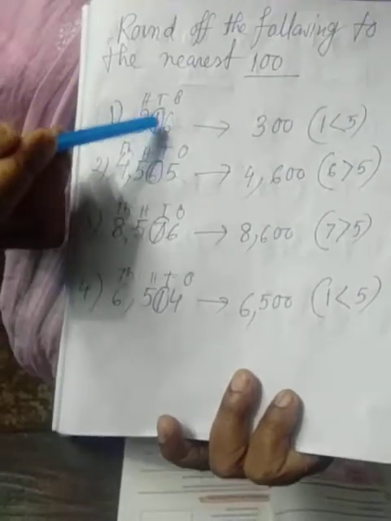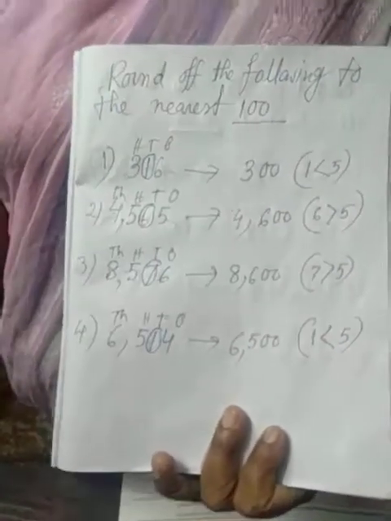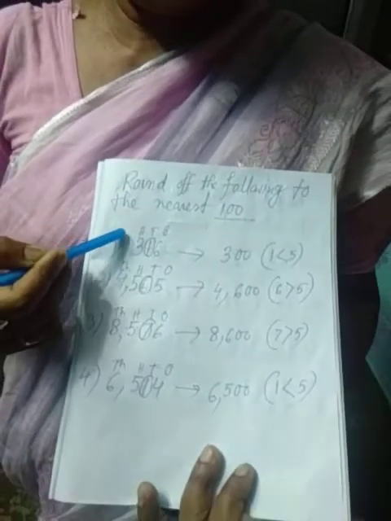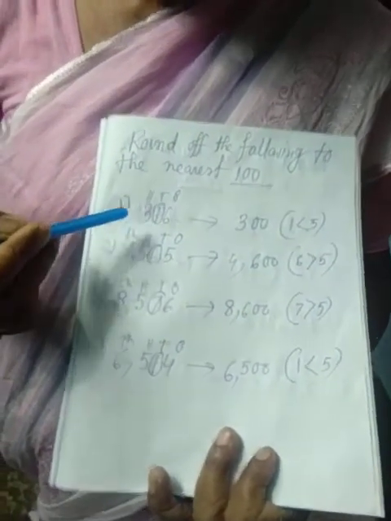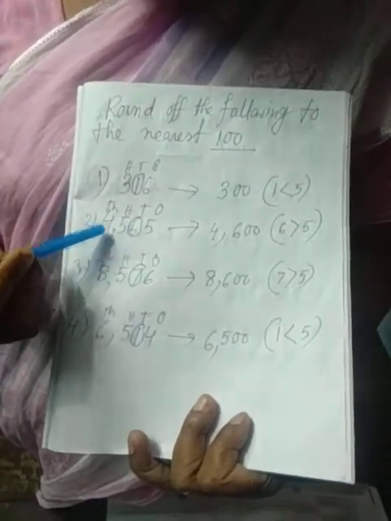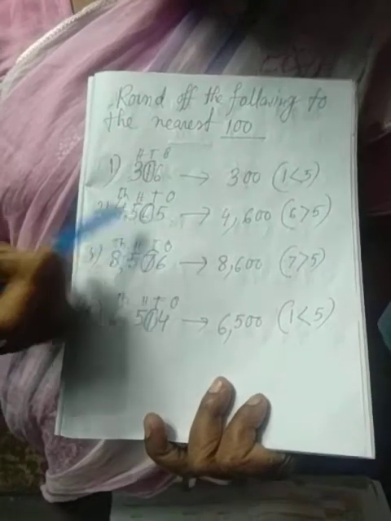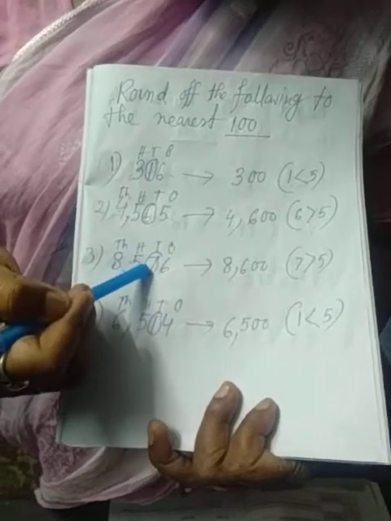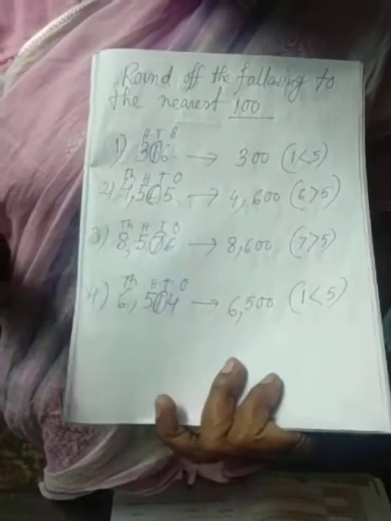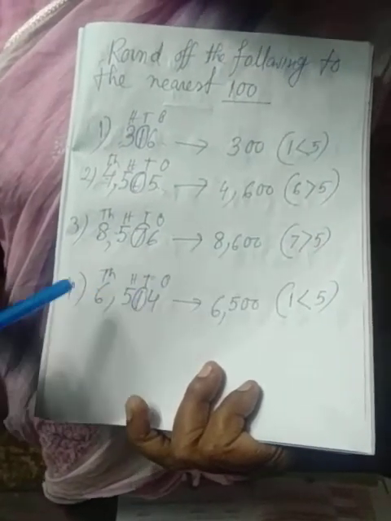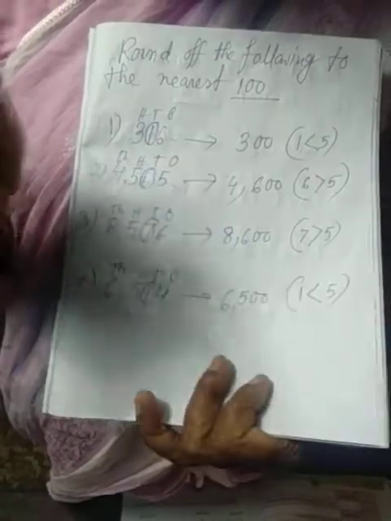Similar case, if I say round off to the nearest 100, then you have to notice the tens place number. If the tens place number is less than 5, the 100 place number is unchanged. 316, 300. 4,565, 6 is greater than 5, so 4,600. 8,577, greater than 5, so 8,600. 6,514, 1 is less than 5, so 6,500. Okay.